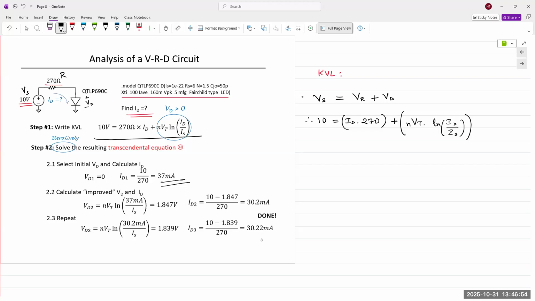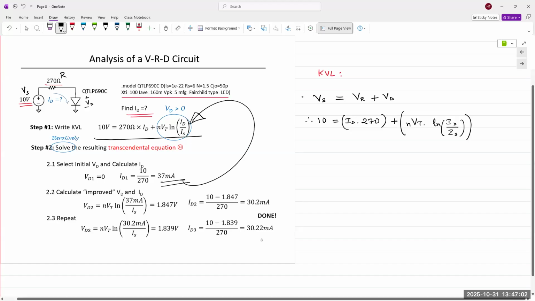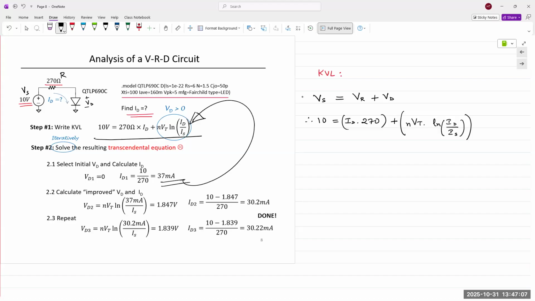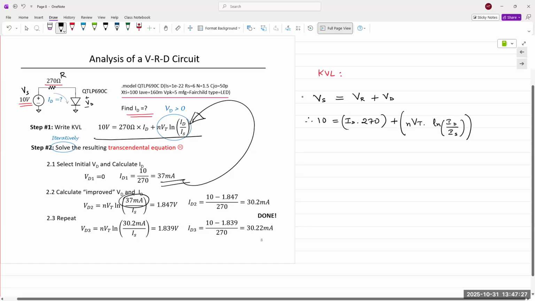Okay. Now, once we have 37 milliamps, we plug that back into the equation. Everybody with me so far? We chose a starting point. We chose VD as 0, calculated ID, and obtained ID as 37. I'm going to plug that into the equation. Once we plug it in, we calculate VD. So when we plug 37 into the equation right here, we obtain a VD of 1.847.